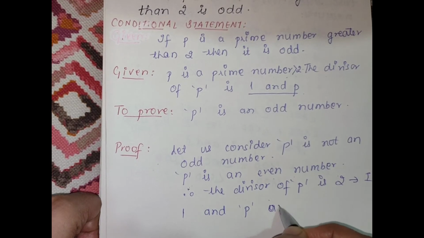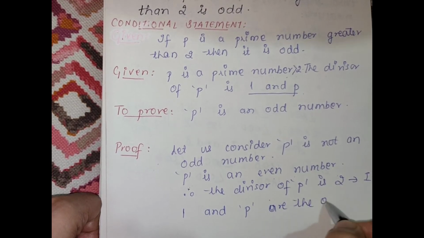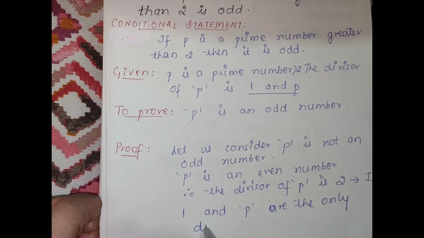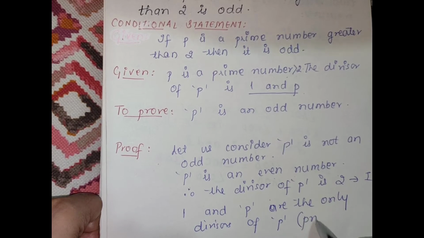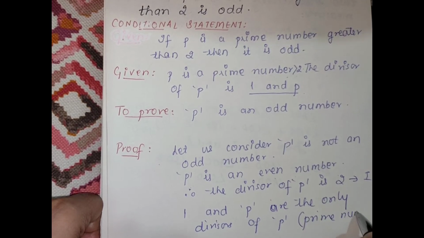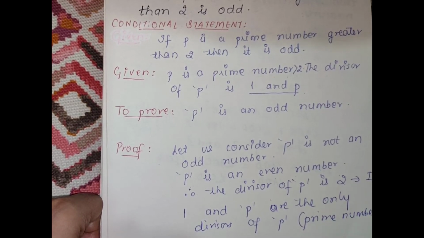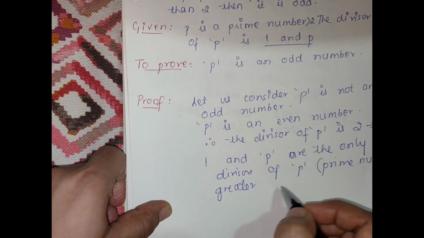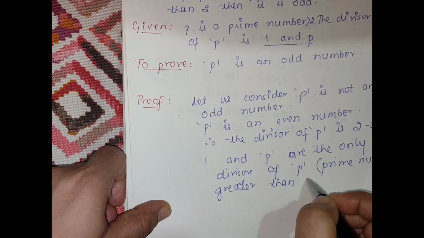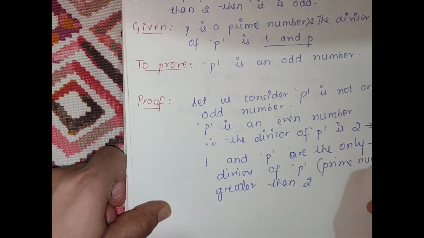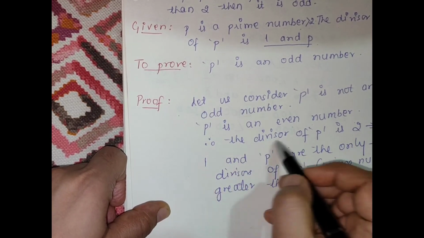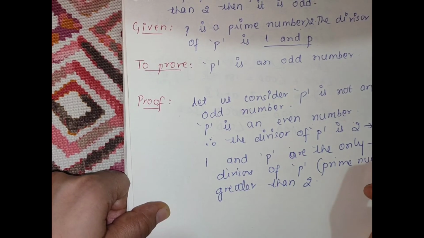are the only divisors of P because P is a prime number greater than 2.